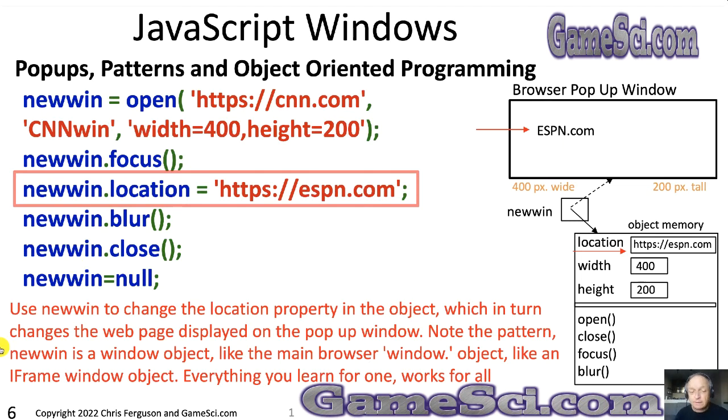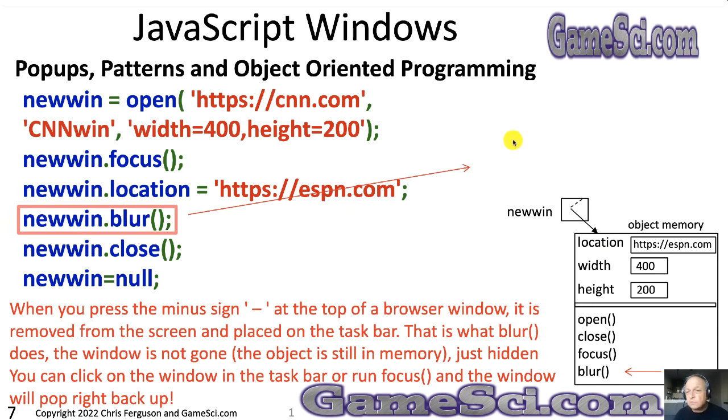Note the pattern. newWin is a window object, just like the main browser is a window object. Like an iframe window object. Everything you learn for one works for all. The other pattern I want you to make aware of, focus is a method because it has parentheses here. Location must be a variable or a property because it doesn't have parentheses. Learn to spot what is the object, what is a variable, what is a method.